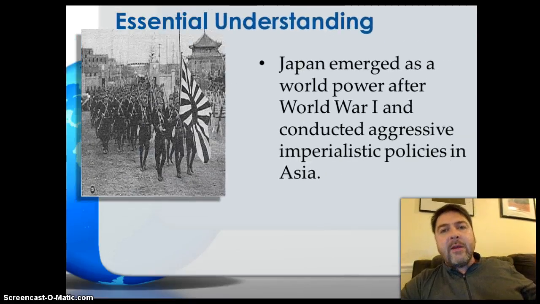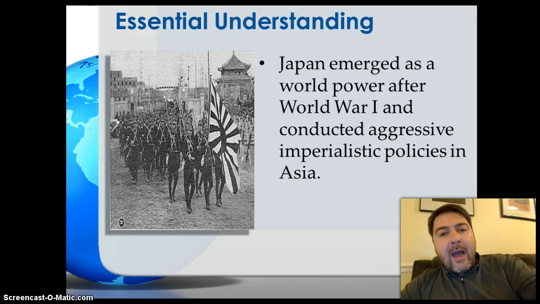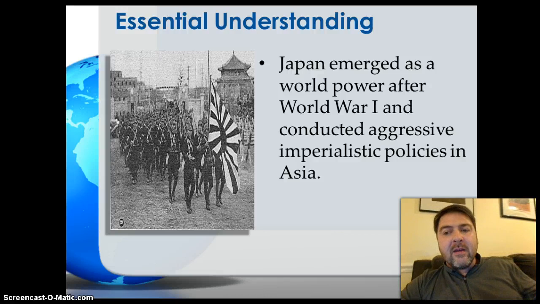Okay, and then for our final piece of essential understanding, we go to Asia, where we take a look at Japan, which after World War I began to develop as an industrial power, and its quest for natural resources, much the same as the Europeans in the 1800s, led it to follow a path of very aggressive imperialistic policies. In other words, Japan was on a quest for colonies in Asia, and that helped to fuel the rise of a dictatorship in Japan.